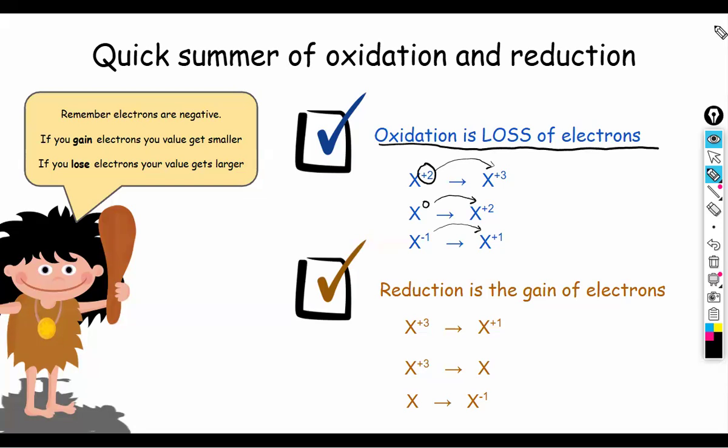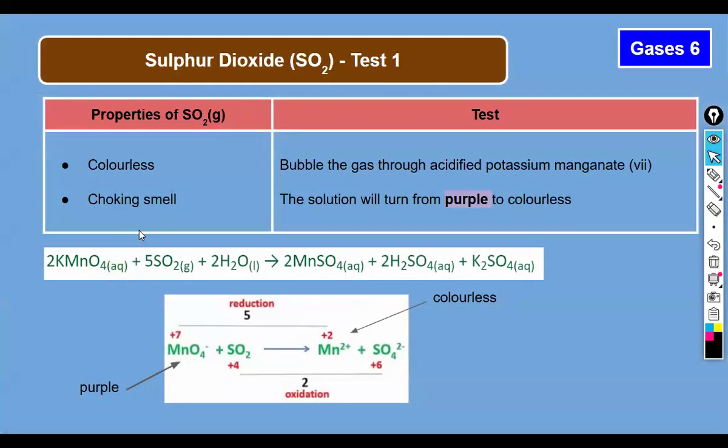You don't have to take this down, I'm just reminding you. And reduction is the gain of electrons, right? When things gain electrons, their charges get smaller. And of course, if you look at all of these examples, all the charges are getting what? Smaller. Once again, if you see nothing hovering, like if something does not have a charge, that means the charge is what? Zero. So oxidation, charge gets larger. Reduction, charge gets smaller, right? So let's go, right? That's from last term.